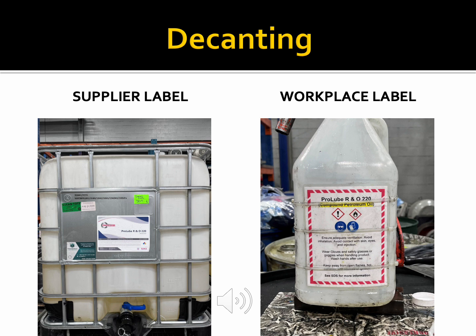This is an example of decanting at GLC. The tote is directly from the supplier with the label. As you can tell, it's all fine print and hard to read but provides all the information required. The jug shows how a GLC workplace label appears.